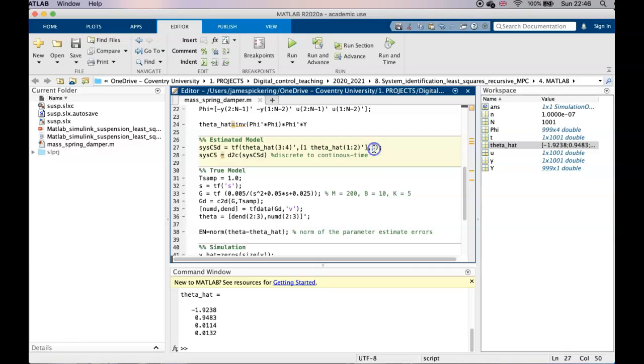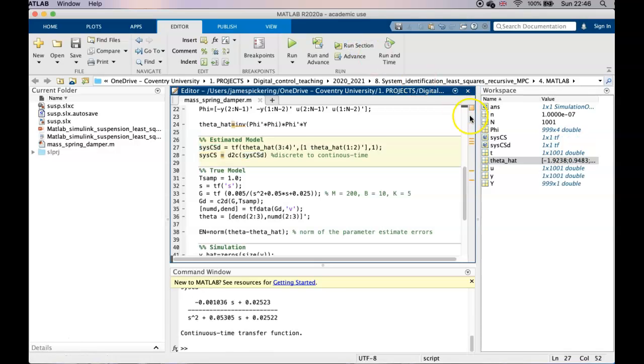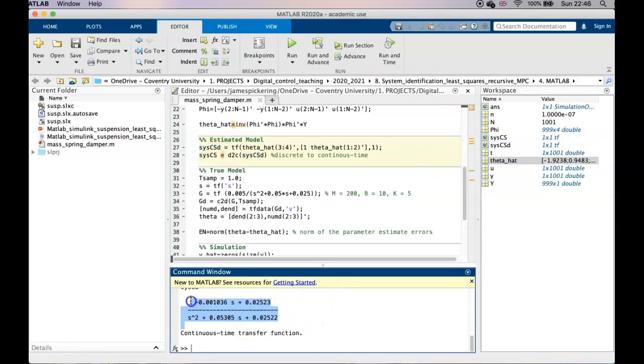And then this value here is just specifying the sample rate. Because what we're going to do now is take this discrete model and convert it back to the continuous domain. So system CS is equal to discrete to continuous, system CSD, which is obviously this. If we run that, you'll see we've now got the continuous model, the continuous model that we had at the very beginning. So that's your estimated continuous model.